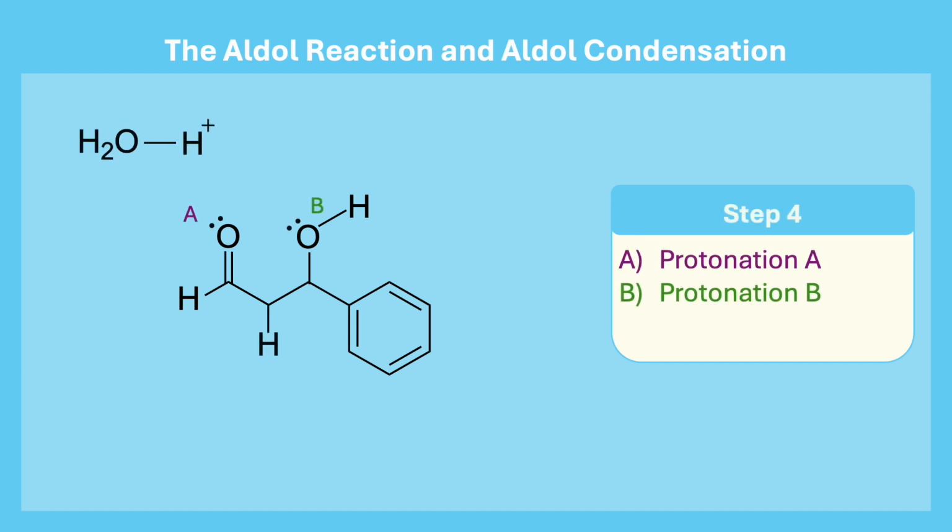While both groups will be protonated by the acid, only one of them will lead to the formation of an enol. Which group is needed to be protonated to form the enol? Position A or position B?